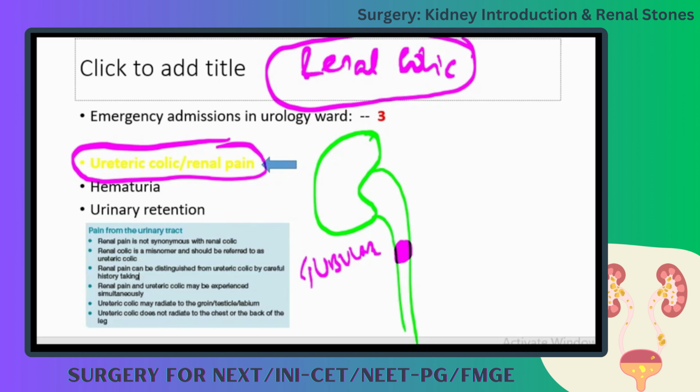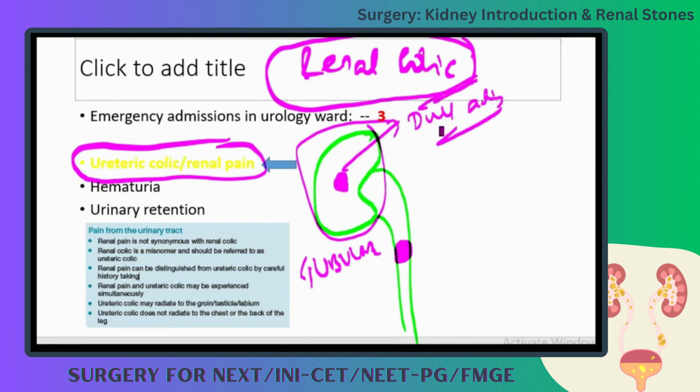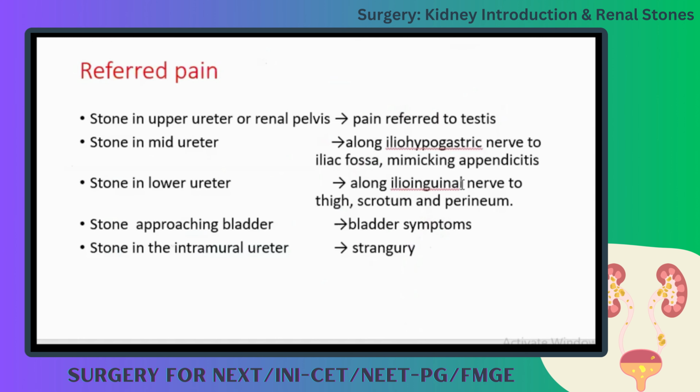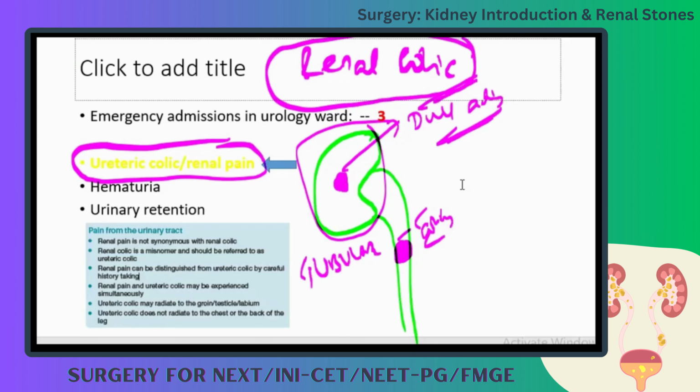So there is nothing called renal colic. If the stone is lodged here, there will be no colicky pain because the kidney is not a tubular structure. What is the type of pain here? It is dull aching type of pain. This is colicky pain. There is a difference between these two. Just try to remember this and differentiate them.